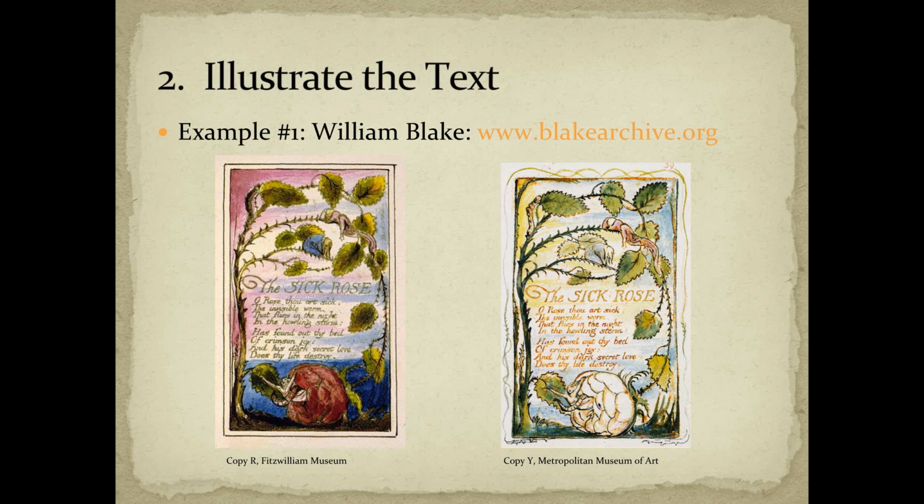Let's just say you were the student that got the Sick Rose, the poem that's before us. I would say to the student, you must now go to blakearchive.org, and show them how it works a little bit. It's very, very user-friendly and easy to use. Each student would pull up their poem. So for the Sick Rose, they pull up their poem, and they can see on this archive the 13 different versions of the poem. Each version is hand-colored in a different way.